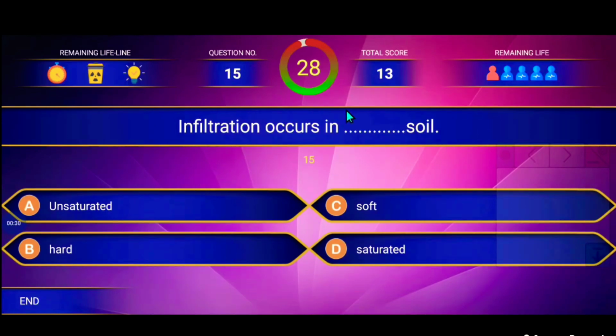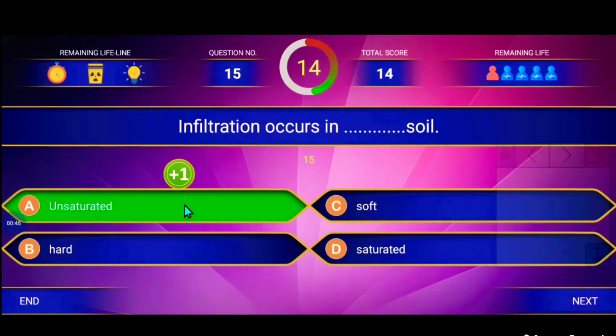The infiltration occurs in dash dash soil. Which soil infiltration occurs? First option is unsaturated, second option is hard, third option is soft, the last option is saturated. So the infiltration occurs in unsaturated soil. This one is correct.